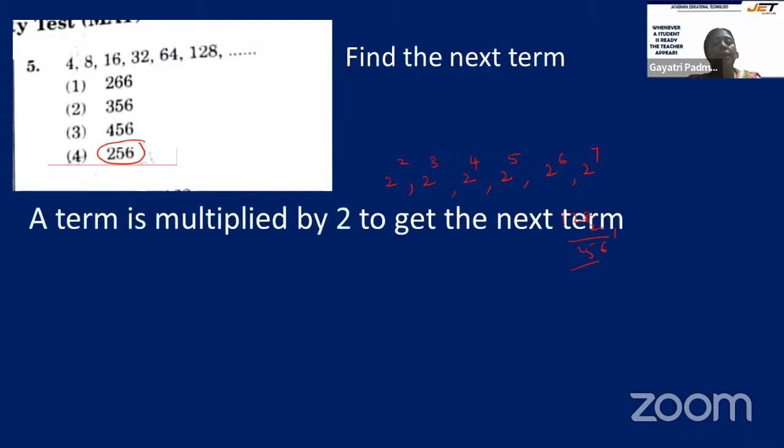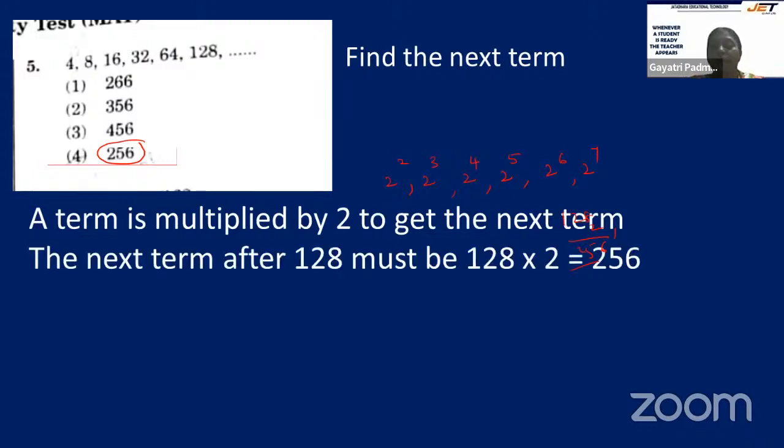So your 30 seconds is over. So a term is multiplied by 2 to get the next term. The next term after 128 must be 128 into 2, which is 256. So your option must be option 4. All right. Let's move on to the next one.